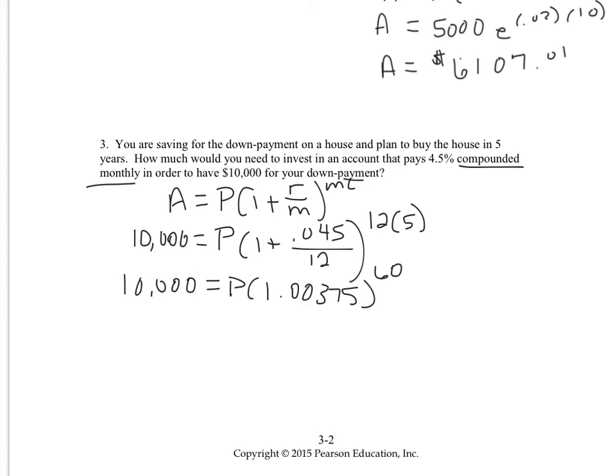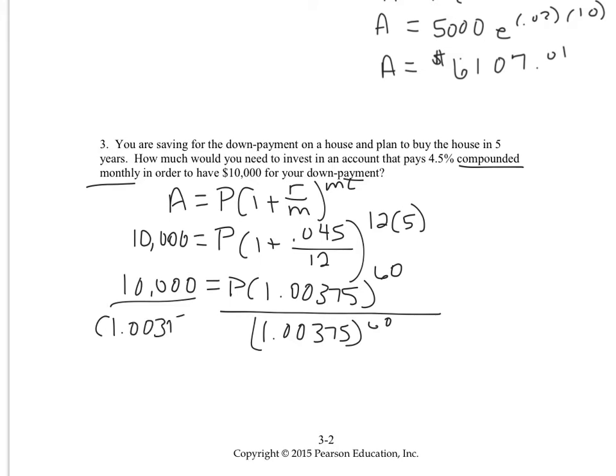So what I need to do is take $10,000 and divide it by this 1.00375 raised to the 60th power. And that's going to tell me the amount that I would need to invest.